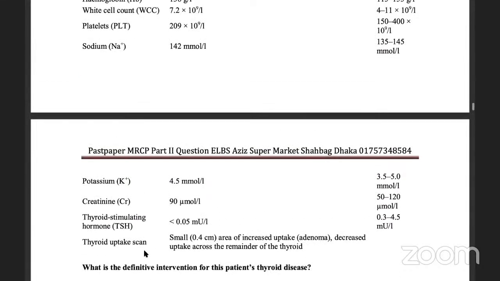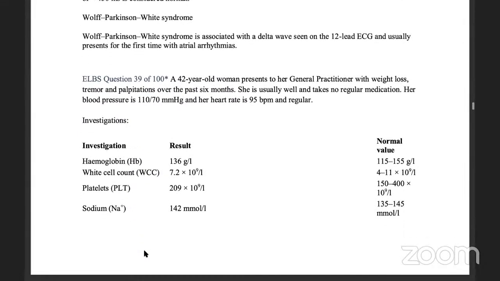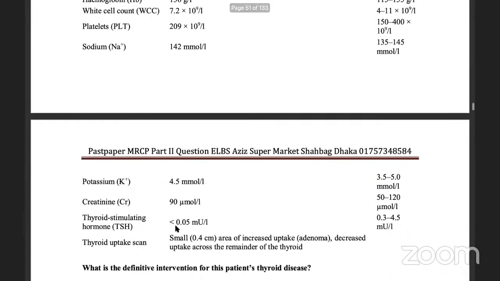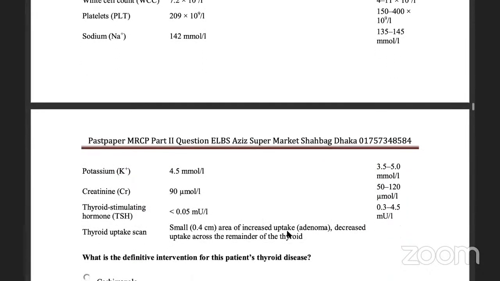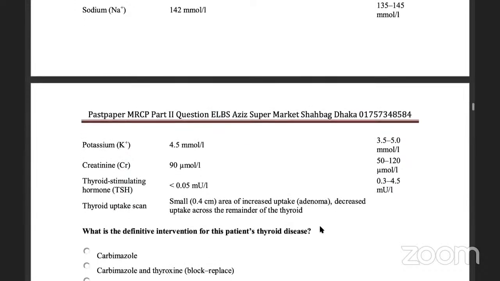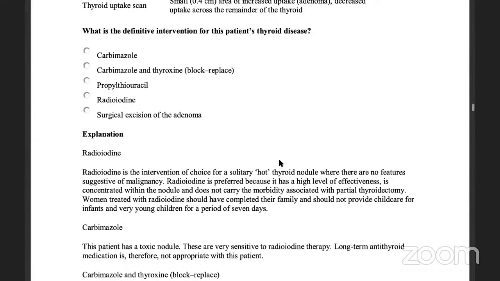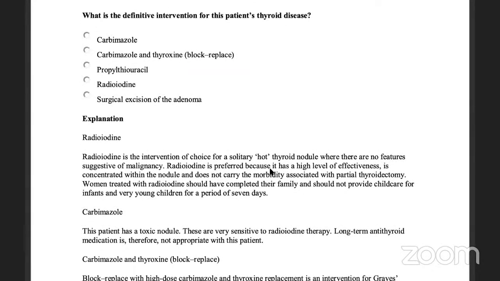Patient age or anything? The patient is 42, with weight loss, tremor, and palpitations over the past 6 months, and takes no regular medication. BP okay. And here TSH is low and uptake is taken up by the adenoma. Radioiodine. Hot thyroid nodule, multinodular goiter, and single toxic adenoma. We can give radioiodine as a first treatment.